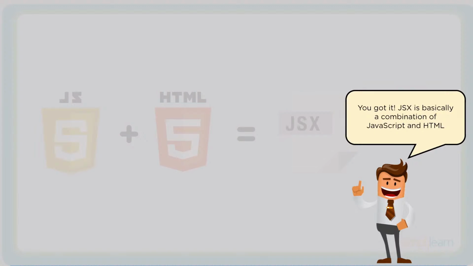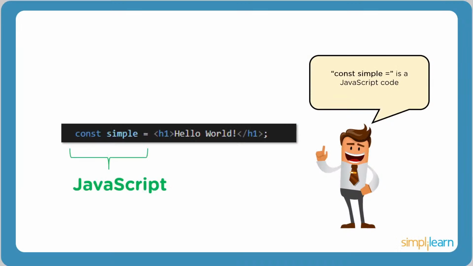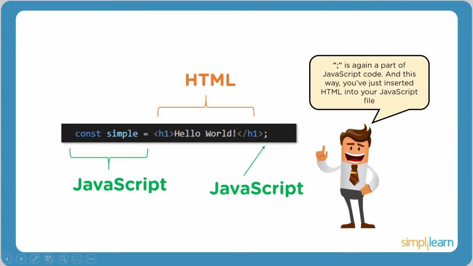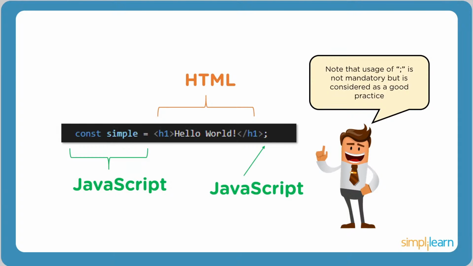Now let's consider a small example. Const simple here is a JavaScript notation. H1 tags indicate HTML. Again, the semicolon indicates JavaScript. Note that the semicolon is not mandatory. However, it's a good practice to include it.